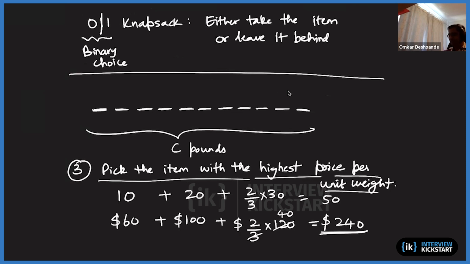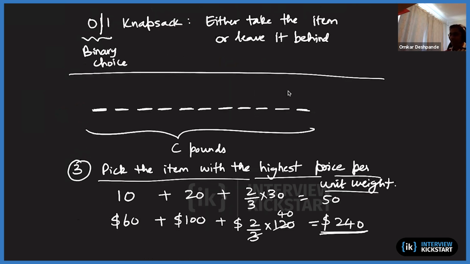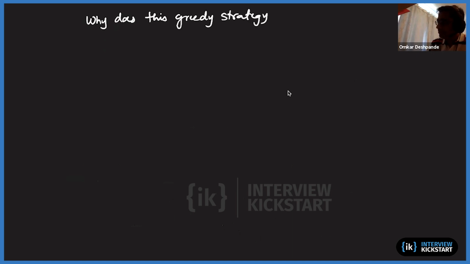And plus, I'm just using this example here. What about a general example? How do I know which strategy will lead to the best outcome in a general example? So for that, again, I have to come up with some kind of proof. Why does this greedy strategy work? Right, number 3. The claim is that it works correctly.